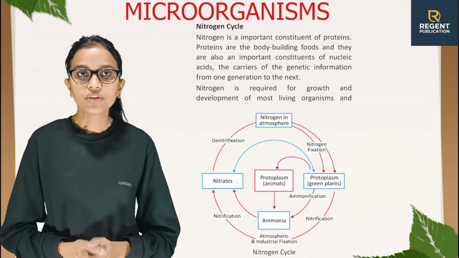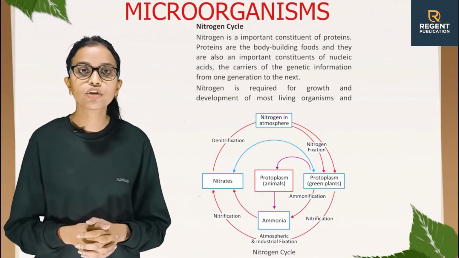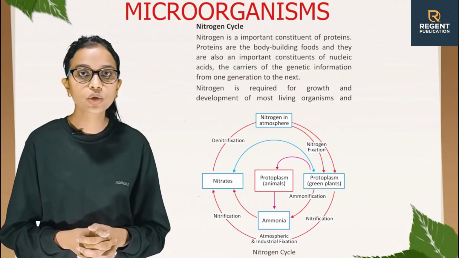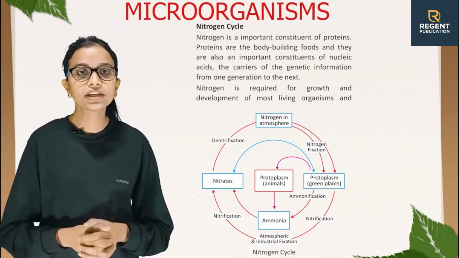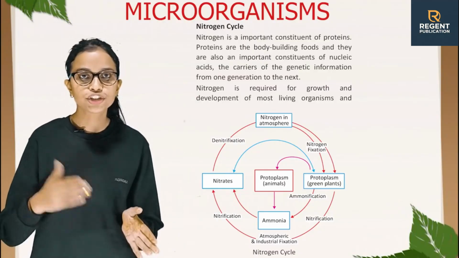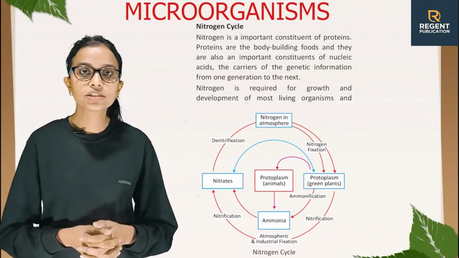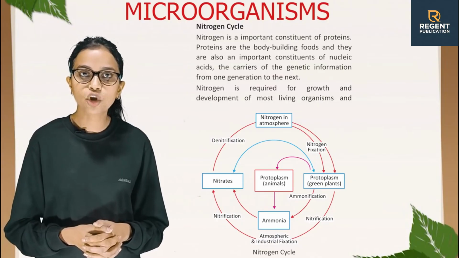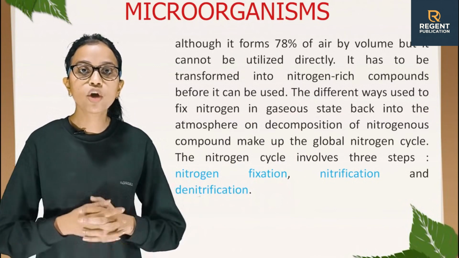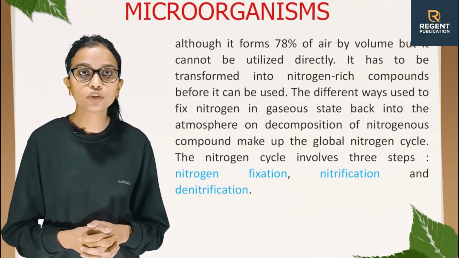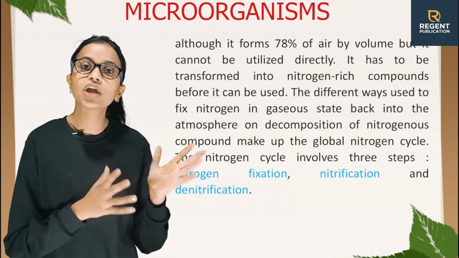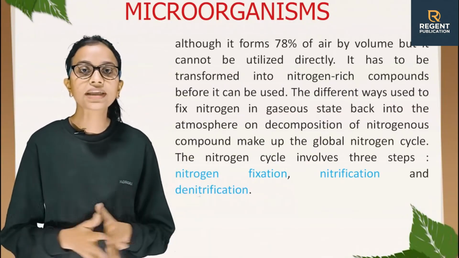Nitrogen cycle. Nitrogen is an important constituent of proteins. Proteins are the body-building foods, and they are also important constituents of nucleic acids, the carriers of the genetic information from one generation to the next. Nitrogen is required for growth and development of most living organisms, and although it forms 78% of air by volume, it cannot be utilized directly. It has to be transformed into nitrogen-rich compounds before it can be used.